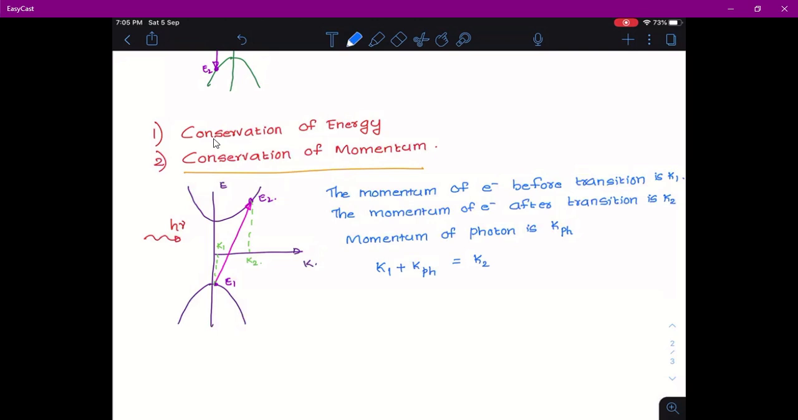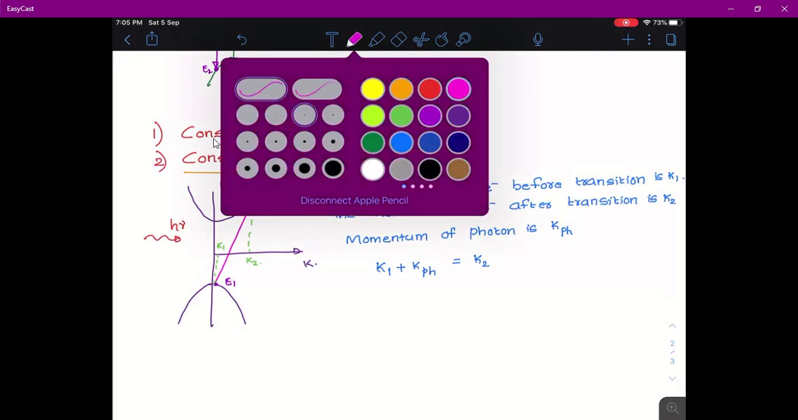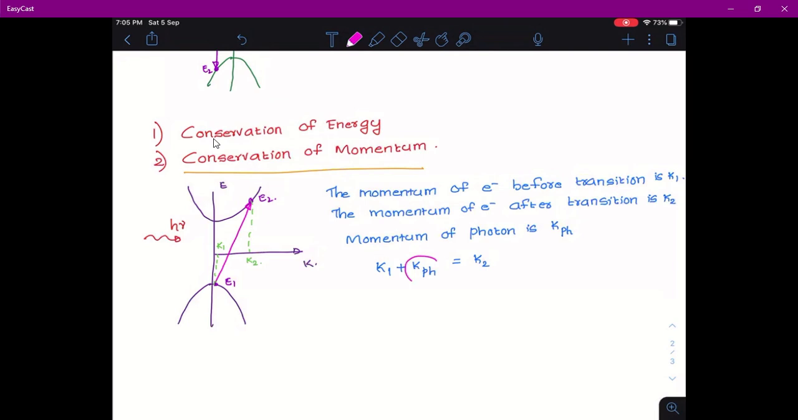So you should know that a photon has a good amount of energy but very little momentum. A photon carries a large amount of energy but with very little momentum.